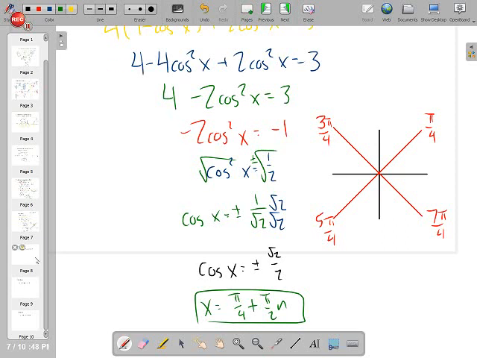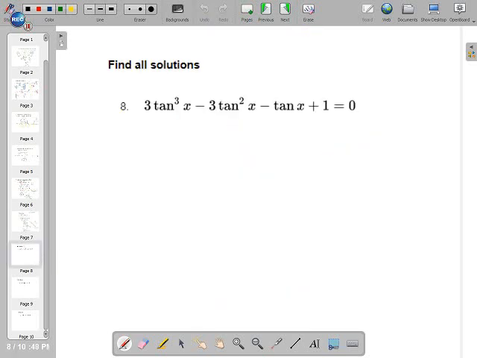Alright, number 8, you have 1, 2, 3, 4 terms, and you see that you have a pretty higher degree polynomial.